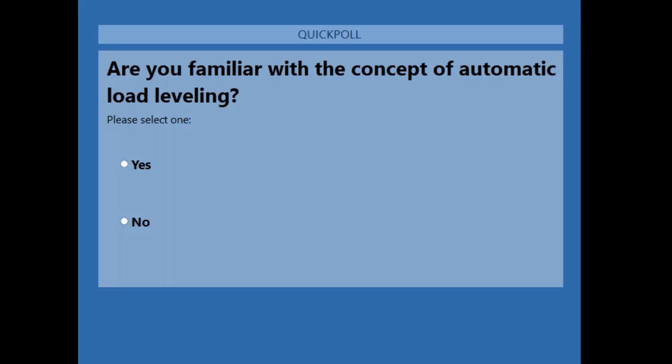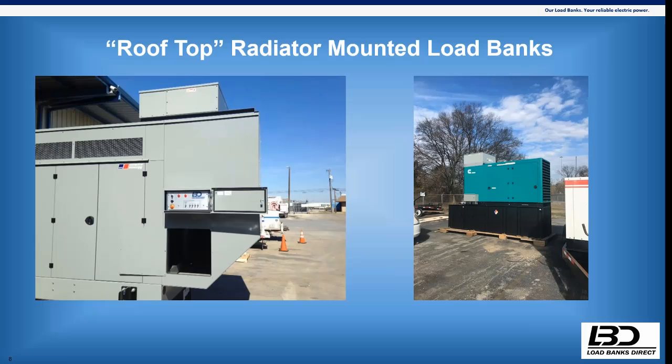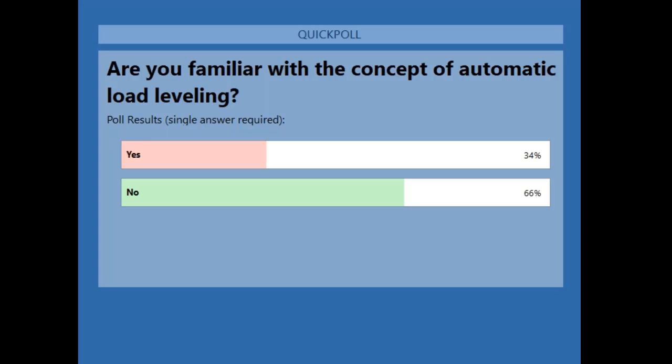If we were talking stationary load banks, yes, they're vertically exhausted, so you don't have a chance to walk in front of them. But if they were laid down, I definitely wouldn't want to walk in front of one of those things because they'll probably melt your shoes off. But no, there are no additional clearance requirements surrounding your package generator set when you install a radiator mounted load bank.